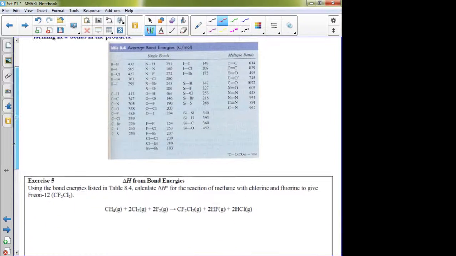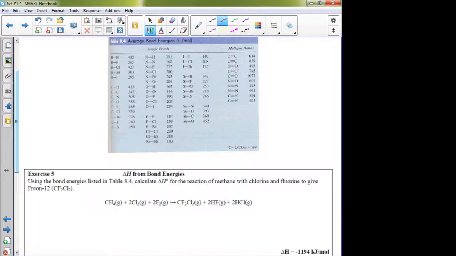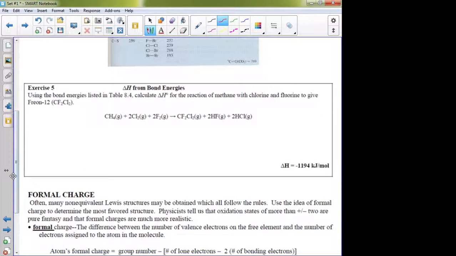So here is a chart of bond energies that is contained within a bunch of bonds. And then exercise 5 asks us, using the bond energies listed in 8.4, calculate delta H for the reaction of methane with chlorine and fluorine to give Freon 12, CF2Cl2. Okay? So again, because I see that they're asking me to use bond energies, I'm going to do what? Sum of the reactants minus sum of the products. So I'm going to say delta H of the reaction is equal to the sum of the reactants.